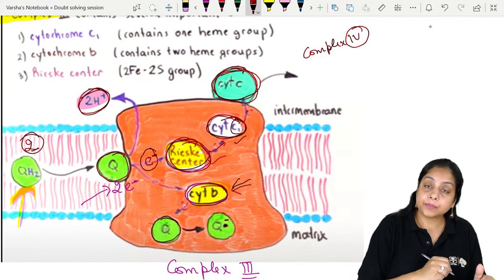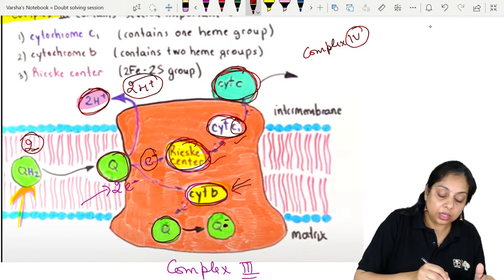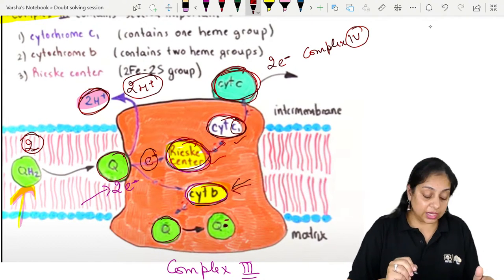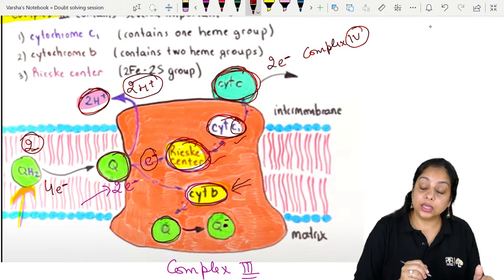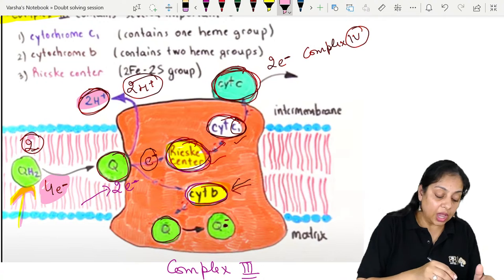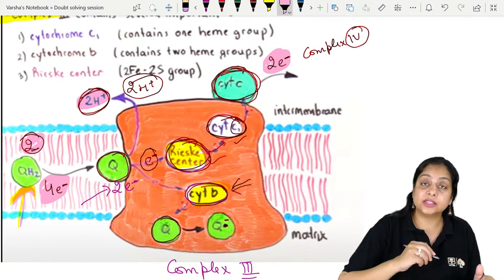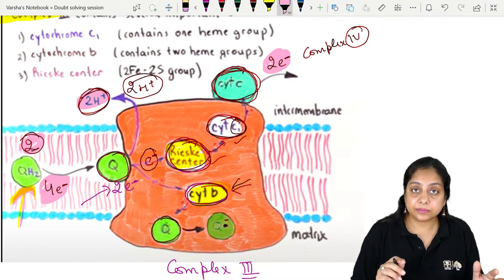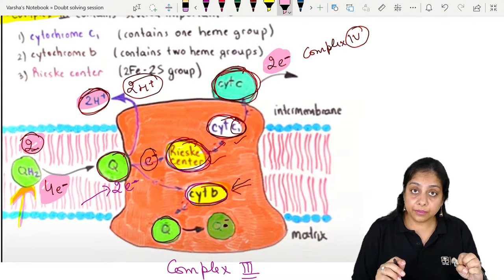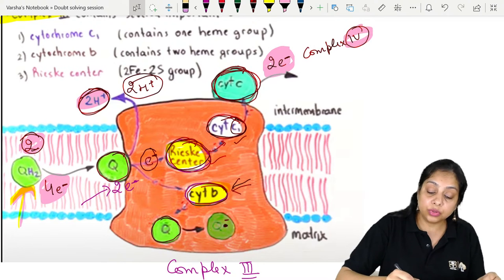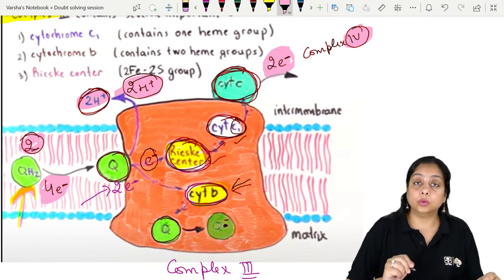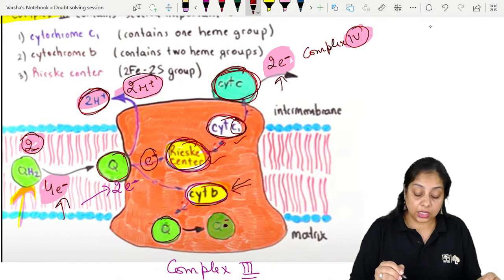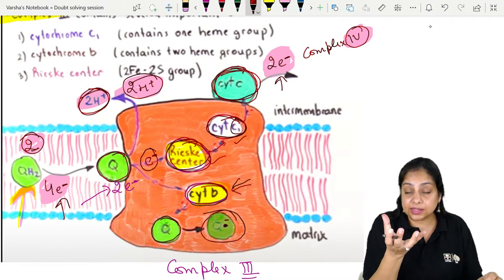So in total we have 2 QH2 coming, and two times we are transporting protons, and two electrons are transported to complex 4. It is carrying how many? 4 electrons initially. But out of 4 electrons, how many came? 2 came. 2 electrons were transported, and 2 electrons are held by this Q. Are you getting my point? 2 QH2 will come, 2 electrons will be transported to complex 4, and 4 protons are going out. So where are the other 2 electrons? Two electrons are carried by holding. It's a kind of a holder.